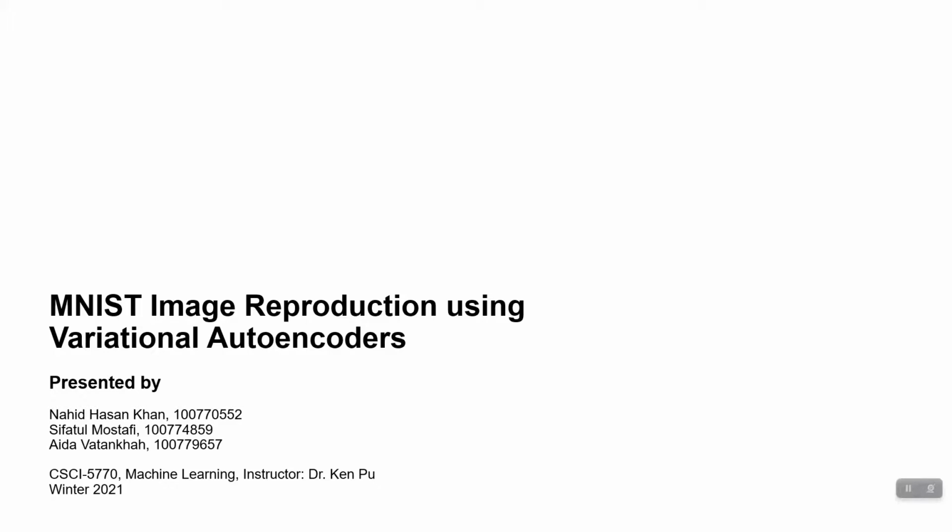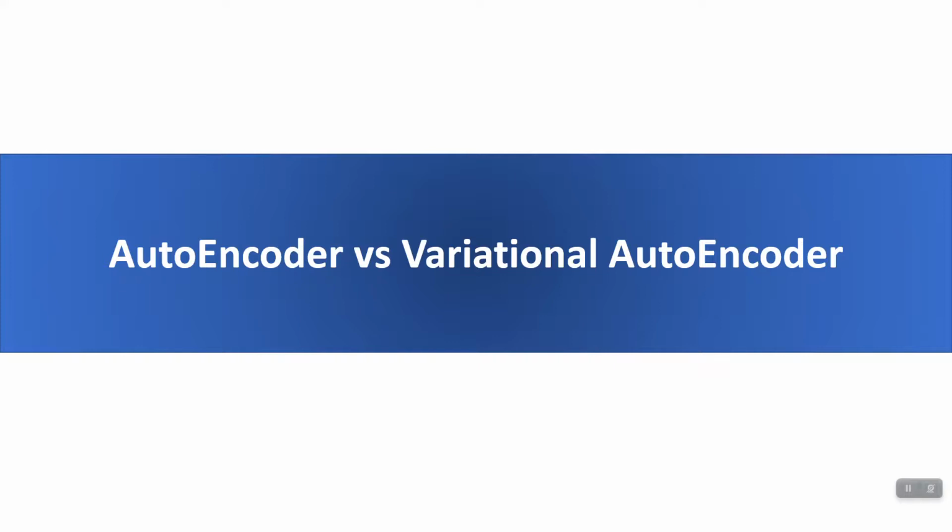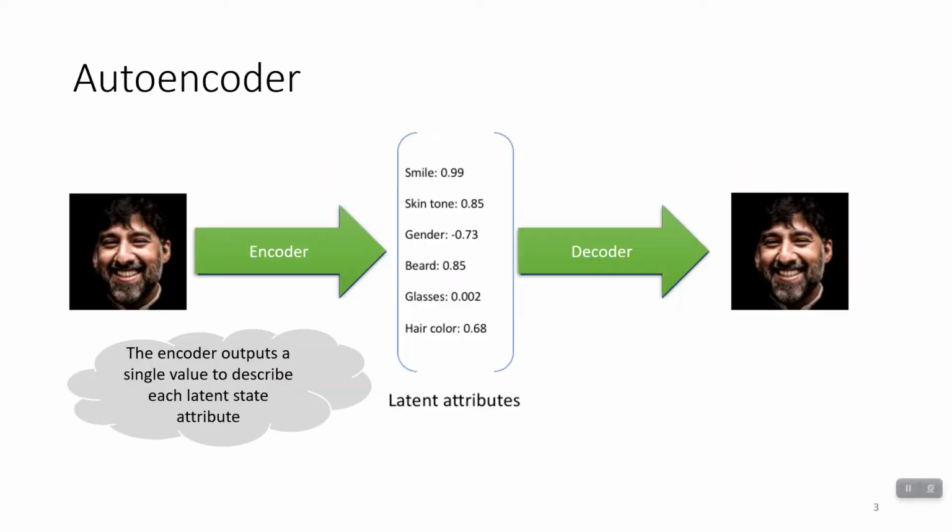My name is Aida. My group members Nahid and Stefatul and I implemented a Variational AutoEncoder on the MNIST dataset. First, let's see what's the difference between AutoEncoder, which was covered in class, and Variational AutoEncoder.